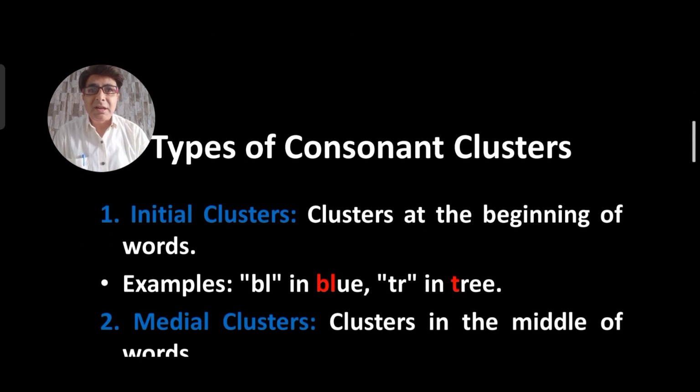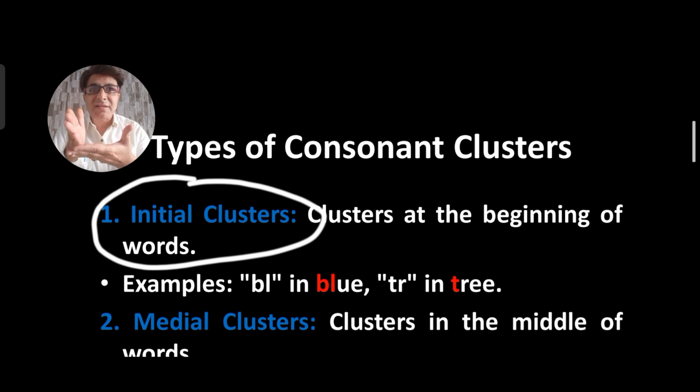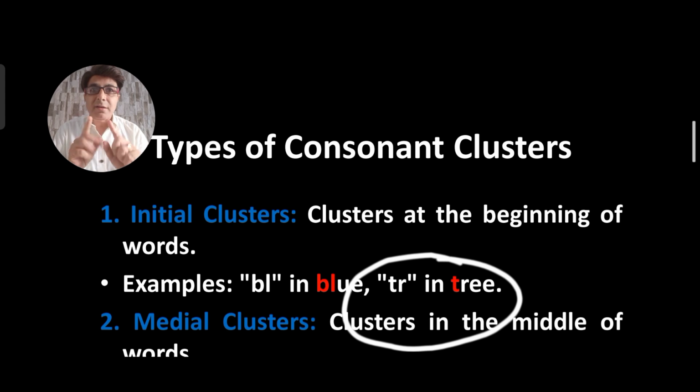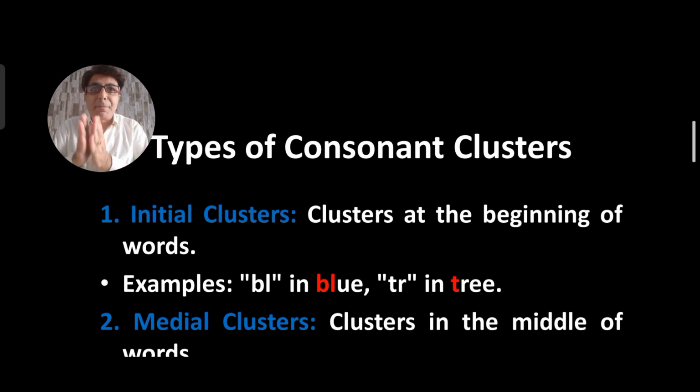In English there are primarily three types of consonant clusters. One which comes in the beginning, they are known as initial clusters. For example, tree, t and r, these two consonants come in the beginning of the word tree. So that is an initial cluster.